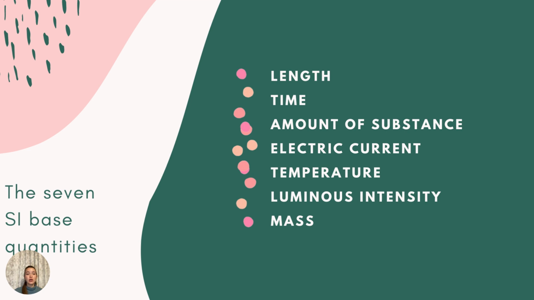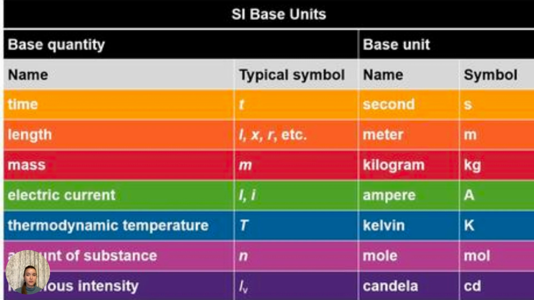But SI quantities also include length, time, amount of substance, electric current, temperature, luminous intensity, as well as mass. Now, when we talk about these quantities, we also have to know their own units.